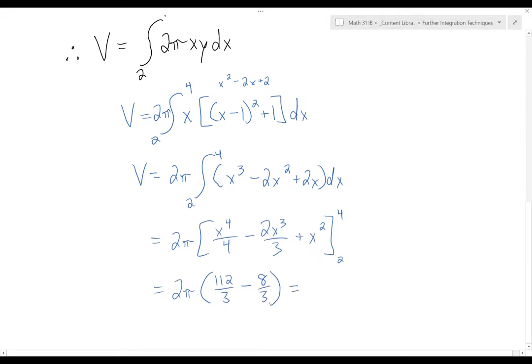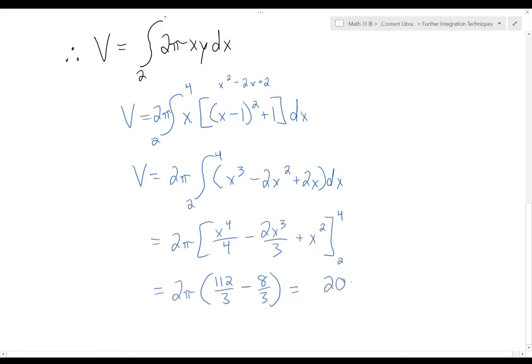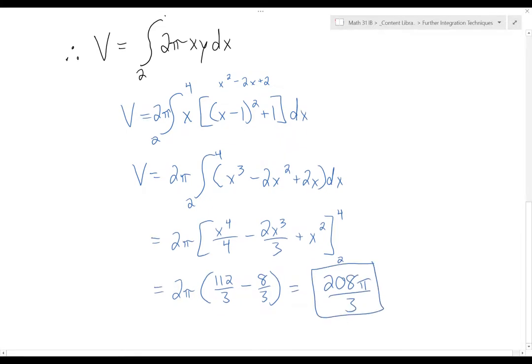All right, 112 over 3 minus 8 over 3 is 104 over 3 times 2 pi. I get 208 pi over 3. That is the volume. So this is an example of when I would use volumes by shells.